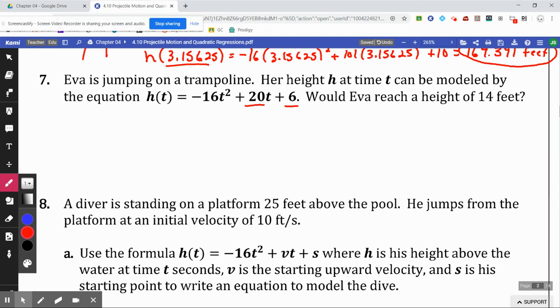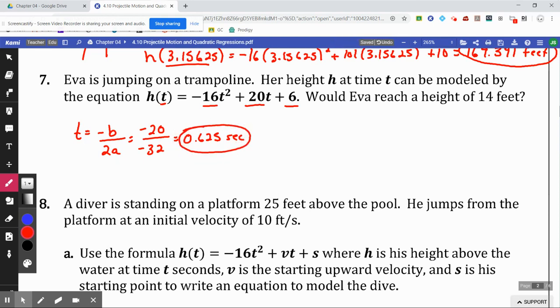And the way you can do that is the maximum height occurs at the vertex. The time of the maximum height, and again, instead of x equals, it's t equals. The time of the maximum height will be negative b over 2a. So that's going to be negative 20 over 2 times negative 16, which is negative 32. Typing that into our calculator, 20 divided by 32 is 0.625. So she's going to reach her maximum height after 0.625 seconds.